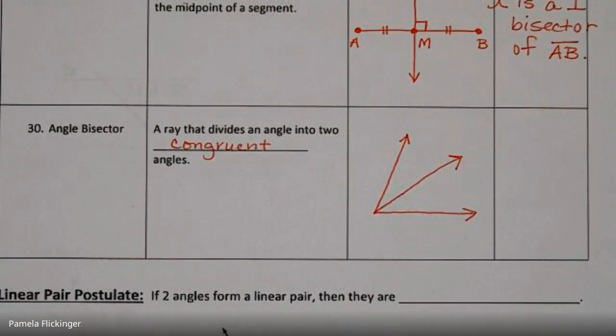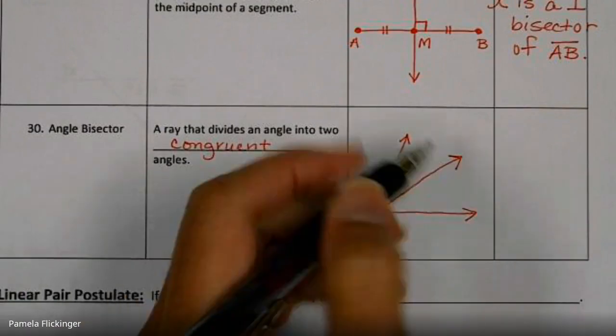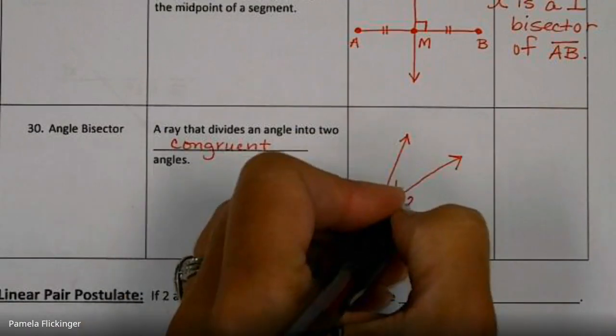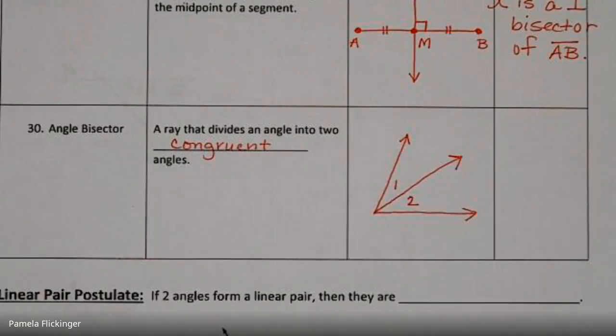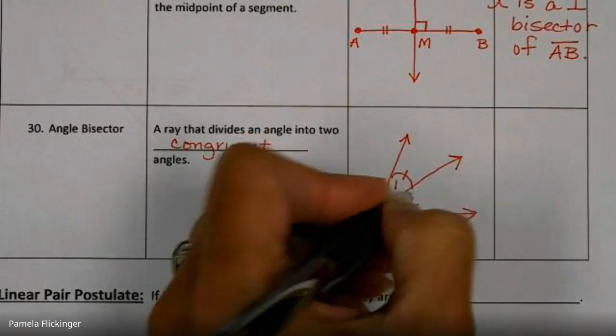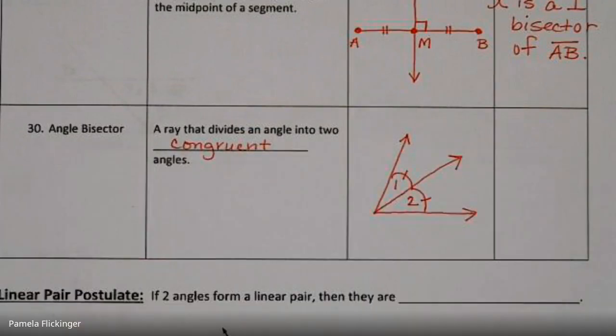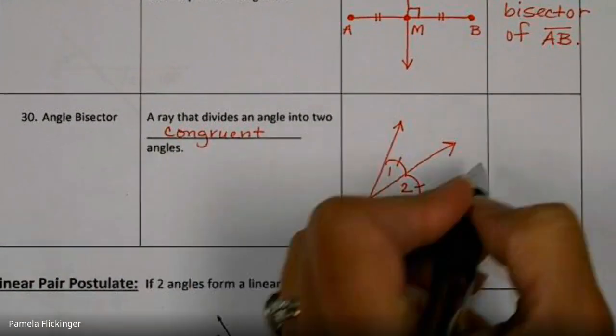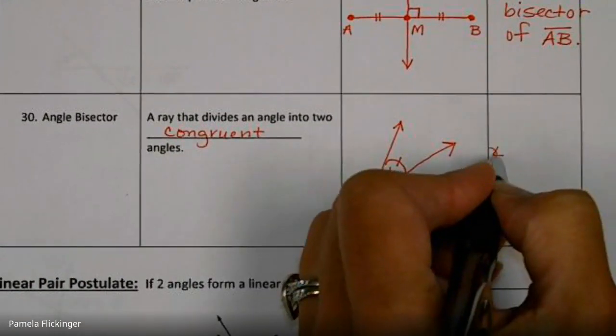So when we're done drawing that interior ray, not only do we have two smaller angles, but we can mark them, the arcs up here, the same. And then we can say that angle 1 will be congruent to angle 2, or we can say the measure of angle 1 will equal the measure of angle 2.